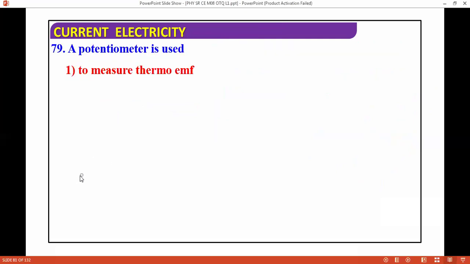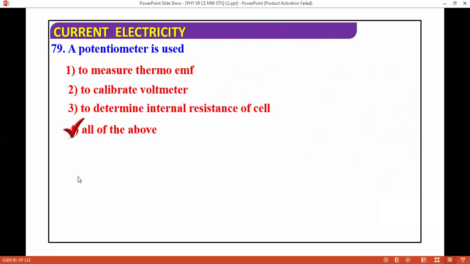Potentiometer is used to what? The potentiometer can be used to measure EMF, no issue in it. To calibrate a voltmeter, no issue in it. To determine the internal resistance. So many experiments we do in labs. So all of the above is the correct answer.